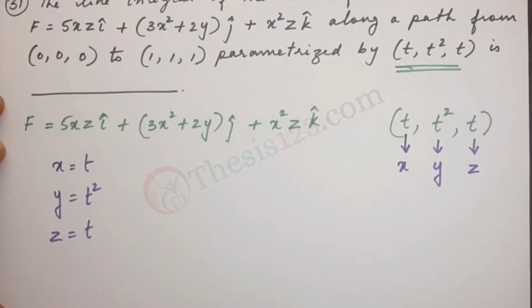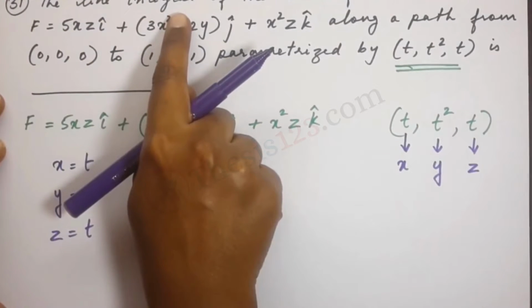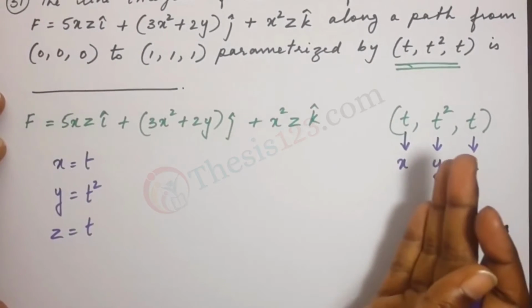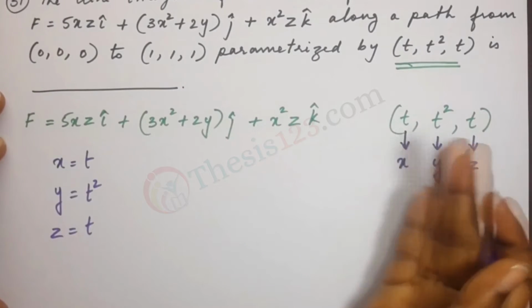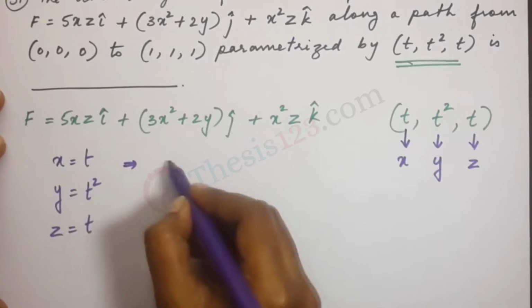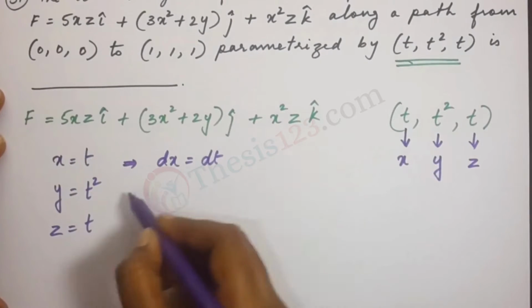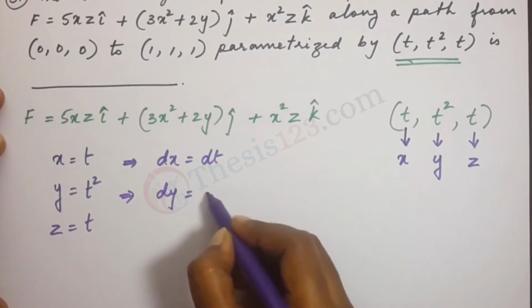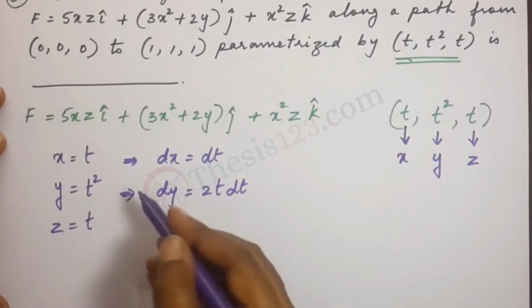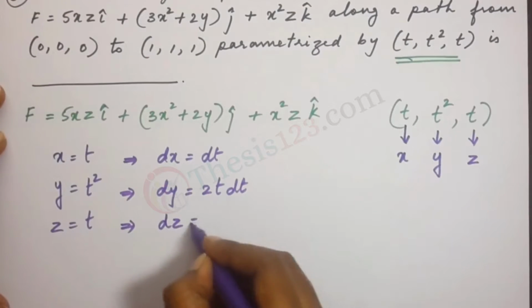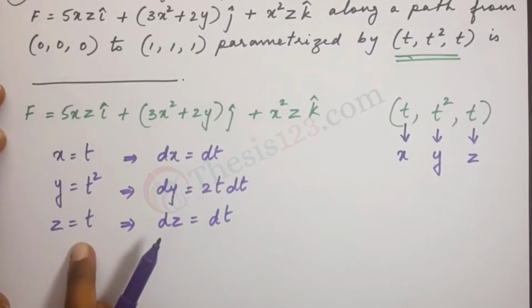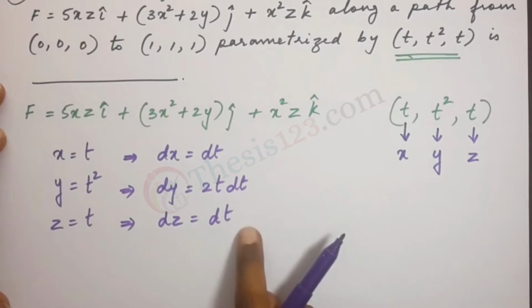Now in order to work on this, since we are supposed to find out the line integral, we need to convert each one of these in terms of t and dt. So let's differentiate each of these. We will get dx is equal to dt, dy is equal to 2t dt. We are differentiating, okay? And dz is equal to dt. So now we have our three expressions in terms of t, and we also have the derivatives.